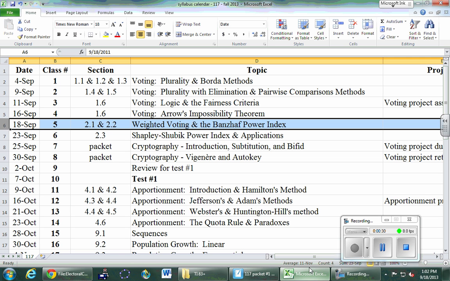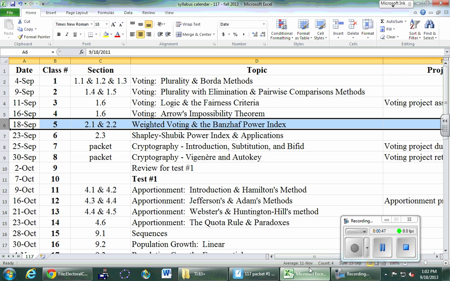All right, today and next class, we talk about something called weighted voting, and then these things that look hard to pronounce, the Banzhaf Power Index and the Shapley-Shubik Power Index. So the next 2 classes are related to each other, not really related to the stuff that we've done so far, even though we're going to be using the word voting again today.